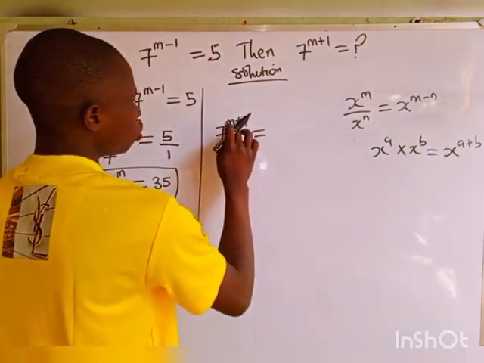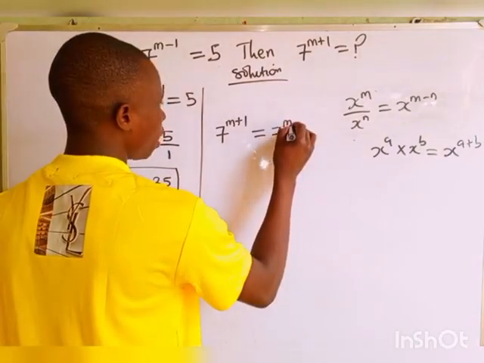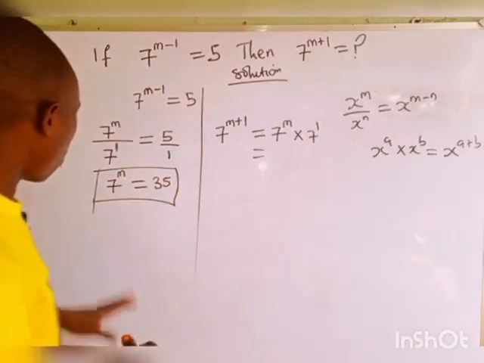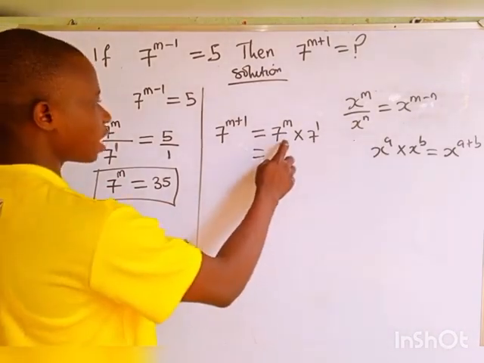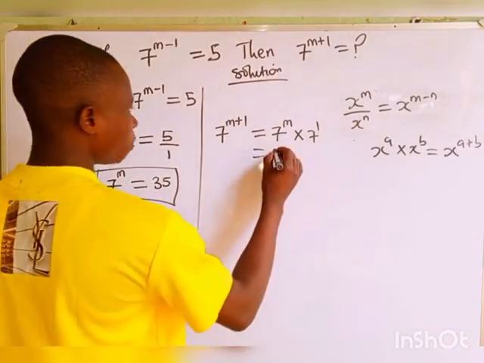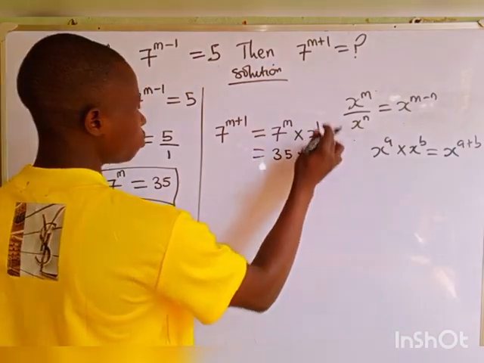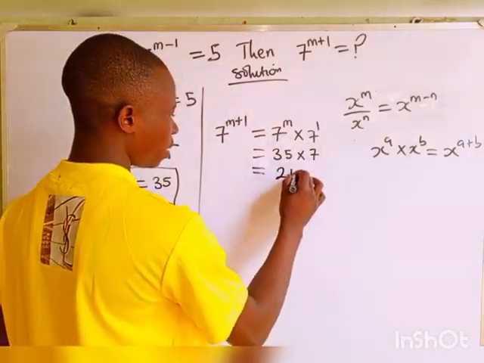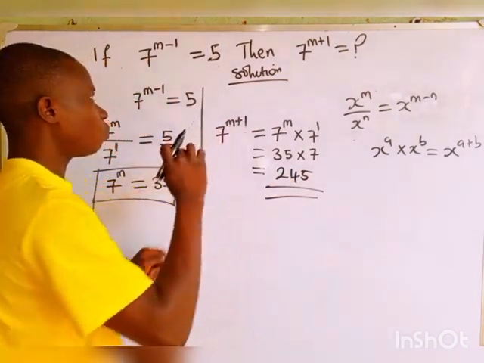So 7^(m+1) can also be written as what? 7^m multiplied by what? 7^1. And from our working, 7^m is the same as 35. So we're going to replace 7^m with 35. We're going to have what? 35 multiplied by what? 7^1 is the same as 7, which is going to give us 245. So this is the value of 7^(m+1) from this equation.